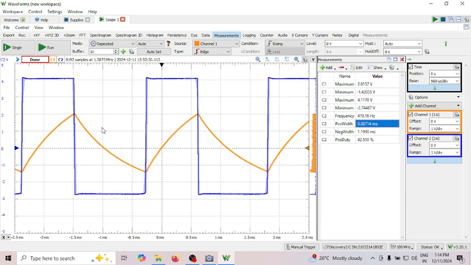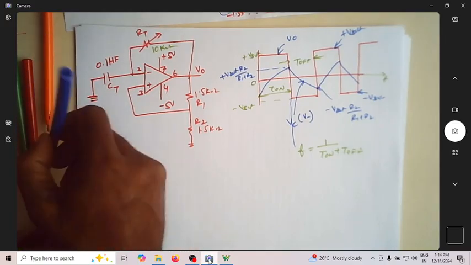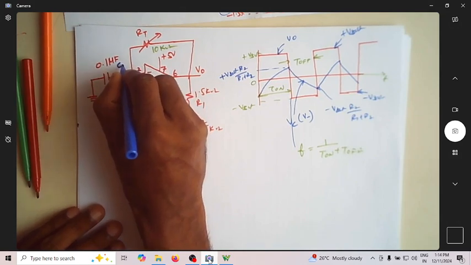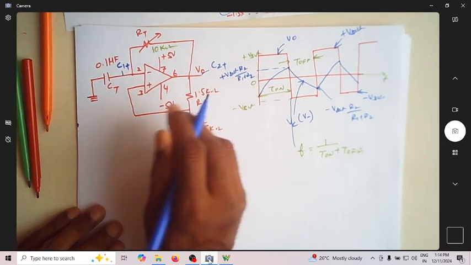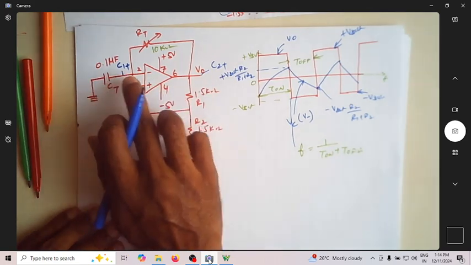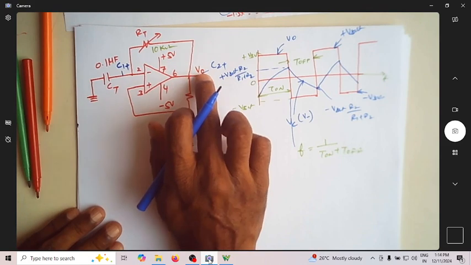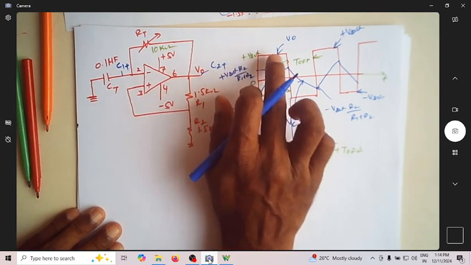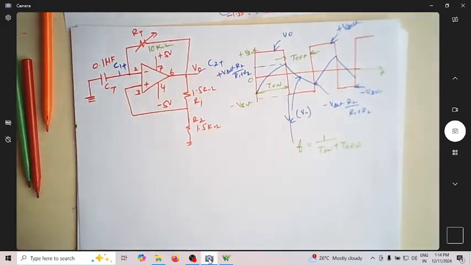Let me go back to my circuit and see how I made the connection. Here I'm connecting C1 plus, and here I'm connecting C2 plus, meaning I want to observe the waveform at pin number 2, which is my capacitor charging and discharging. The voltage at pin number 6 is nothing but the output voltage. I'm connecting the second channel, which will indicate the output. The first channel will indicate the capacitor charging and discharging, which you can see here.